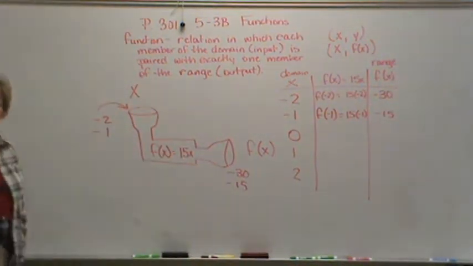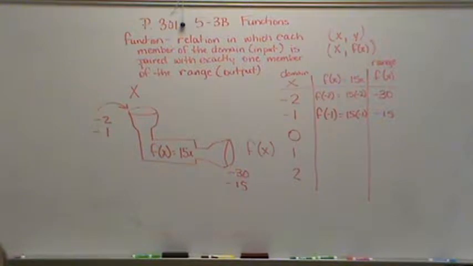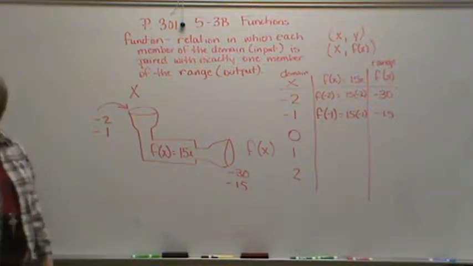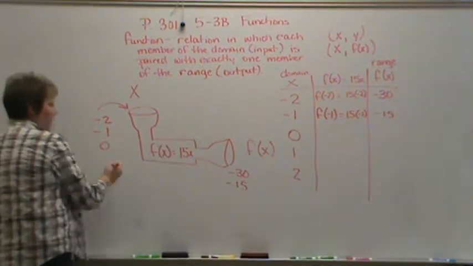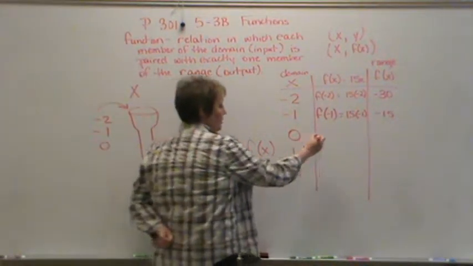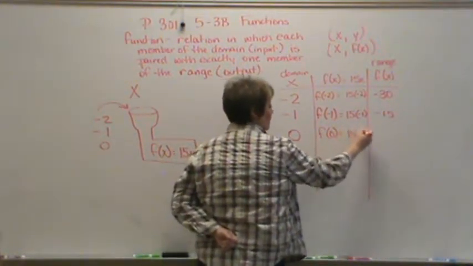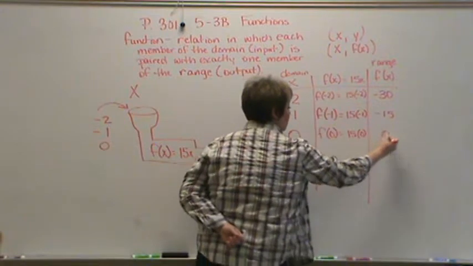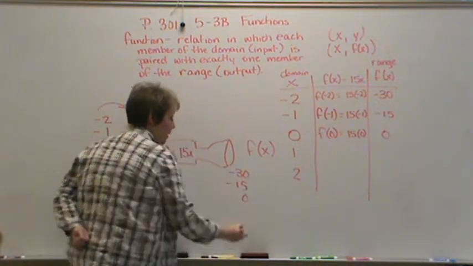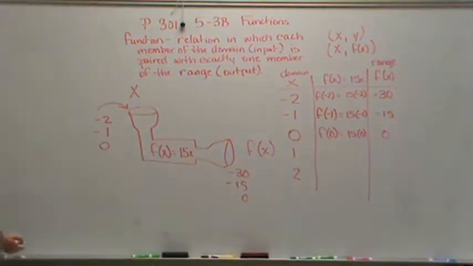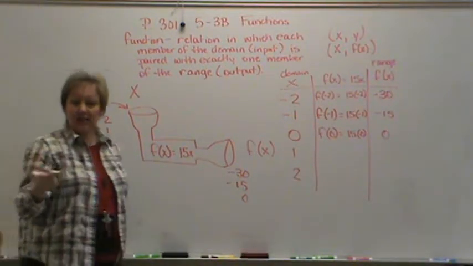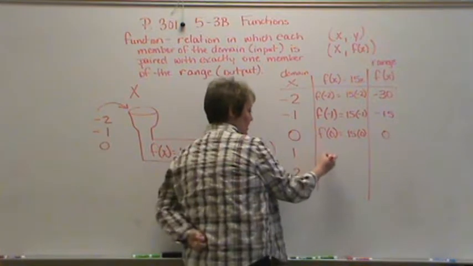Okay? Making sense so far? So what am I going to do with the 0? Input 0. What's my output? So my output's 0. What about if I input 1? This guy had one person stay. That'd be 15.